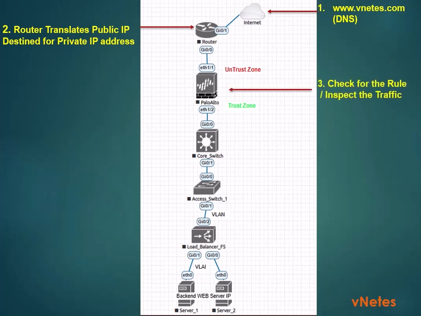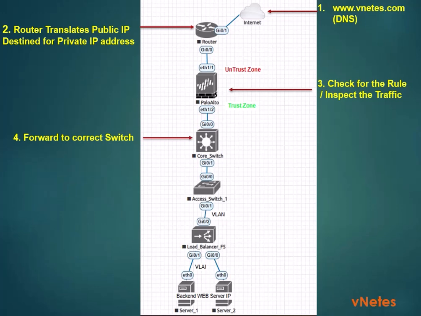Okay, in our firewall, we might have already written a rule to allow and block traffic. I mean, we'll tell the firewall to allow only this traffic and block other traffic. Okay, so based on that, it will inspect the incoming traffic and act accordingly. So in the next step, the firewall sends the packet to the core switch.